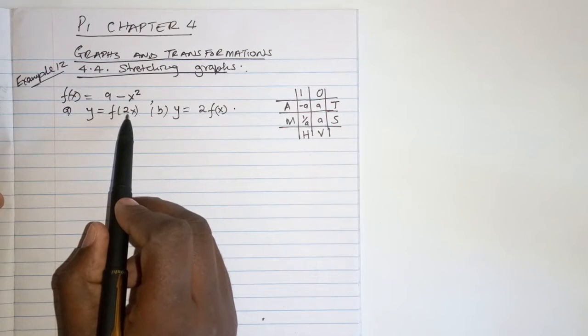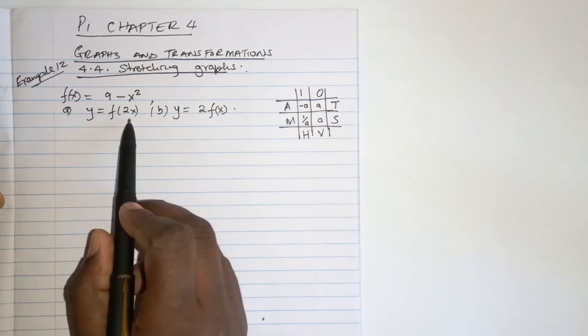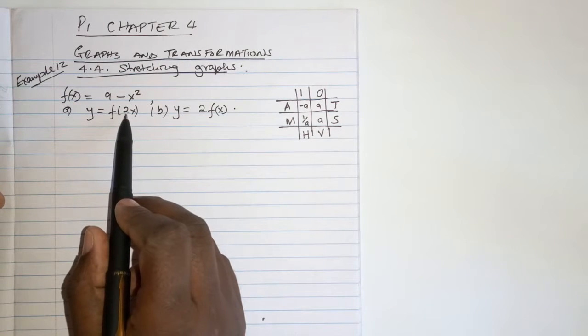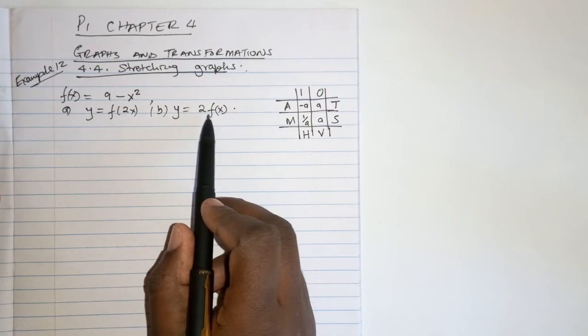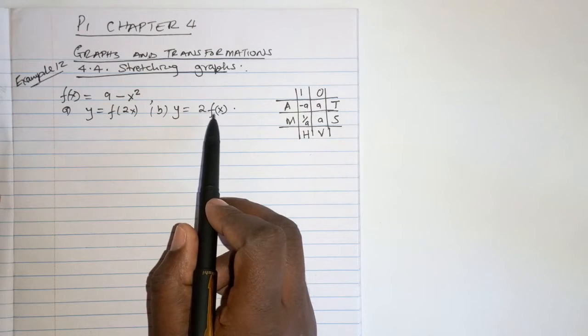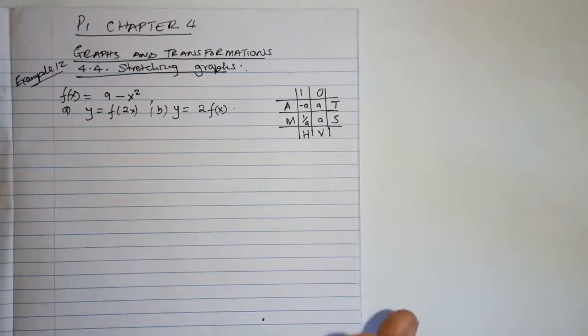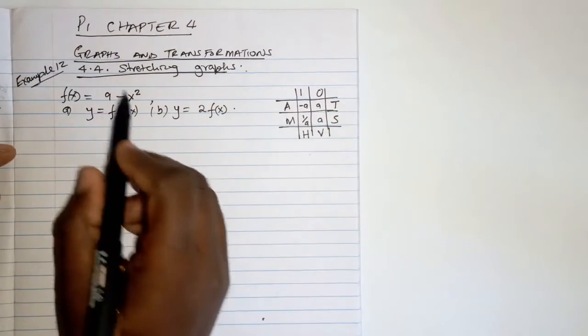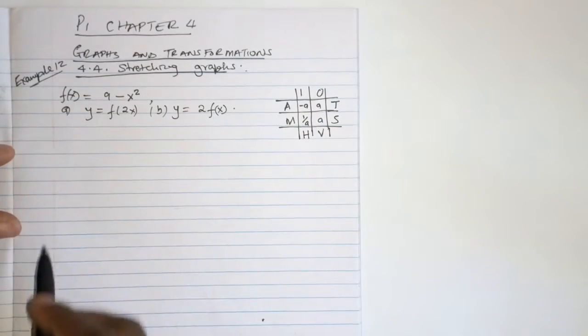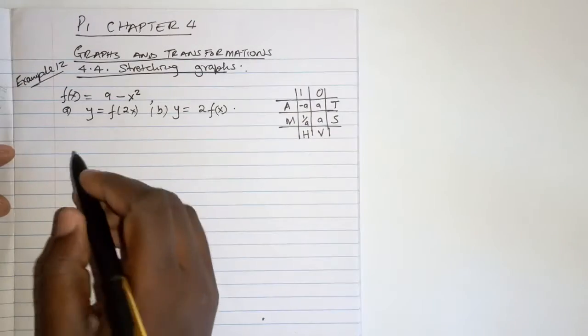is a multiplication of 2. Whatever was the function of x is now being multiplied by 2, and it is inside the bracket. And there's a multiplication of 2 in the second part, which is part B, outside the bracket. So it's important to note that even as we move forward. But originally, we had the function of 9 minus x squared.